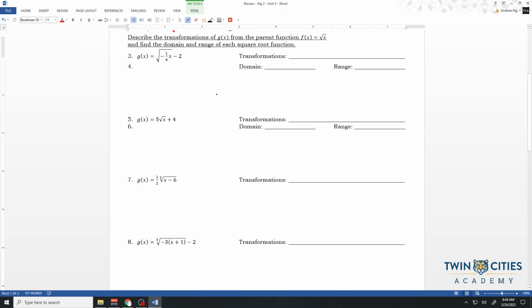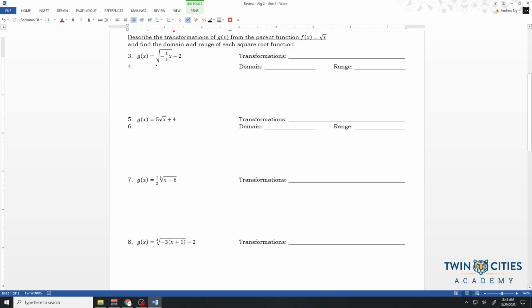Okay, for the next few problems here, we've got describe the transformations of g of x from the parent function f of x equals the square root of x. Then down here, I've got the cube root of x as well. And then it looks like for numbers 3 and 5, I've got a 4 and 6 where I'm going to need to find the domain and range as well. So let's begin by finding all of the transformations, and then I'll go back and find the domain and range for number 3, and then for number 5.